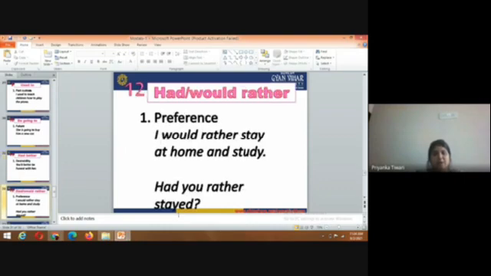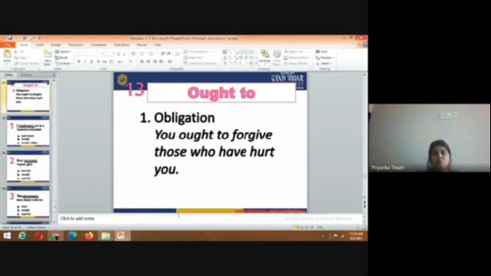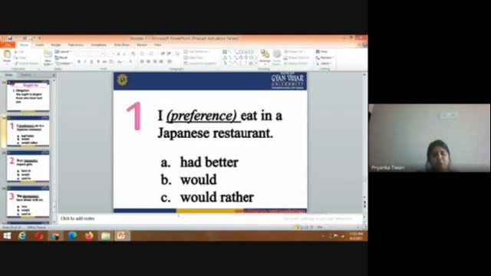So next is would rather, preference. I would rather stay at home and study. Would you rather stay? So ought to is obligation. You ought to forgive those who have hurt you. So preference: I would rather eat in a Japanese restaurant. Had better, more and better.